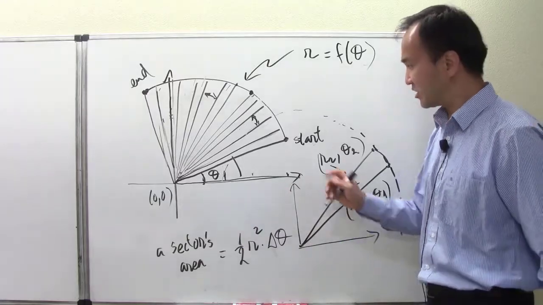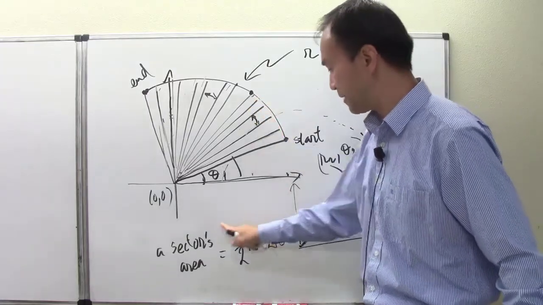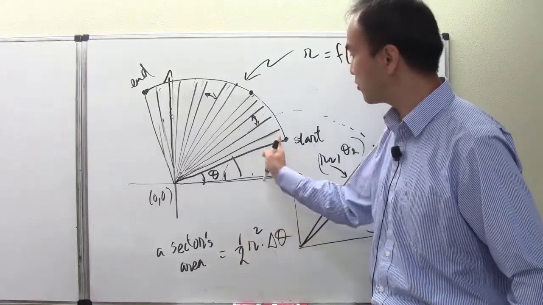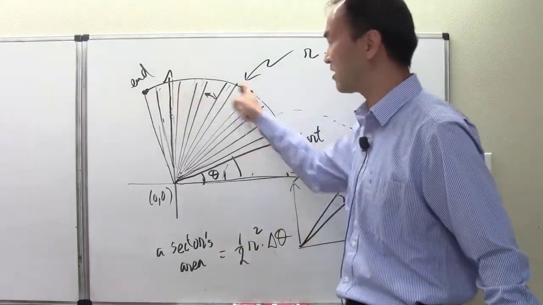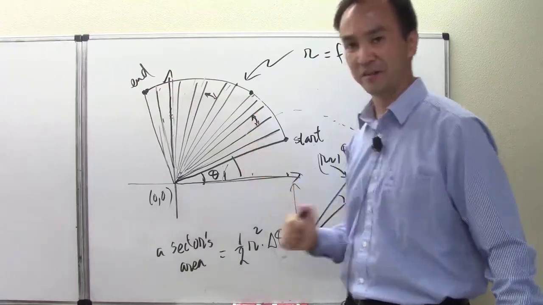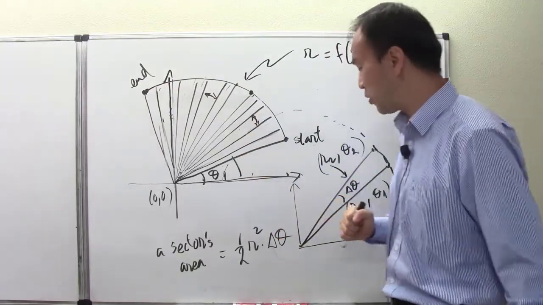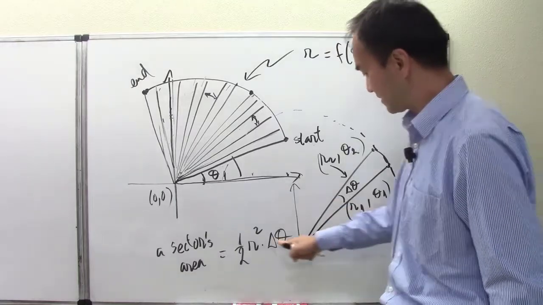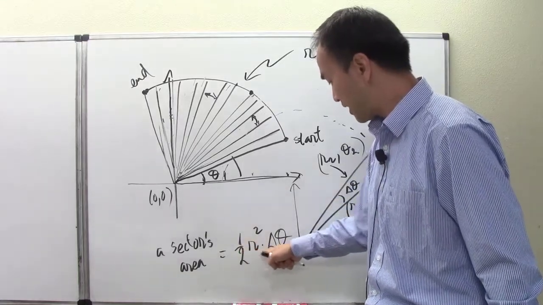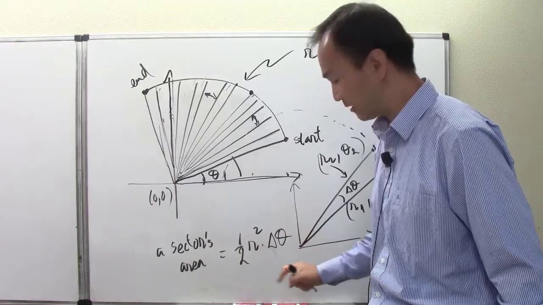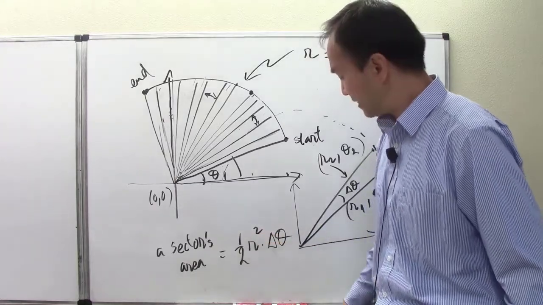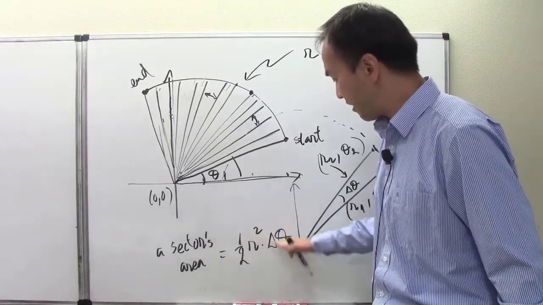All right, and the smaller each sector is, the better the approximation is, because after we accumulate, we're going to have a better approximation of the whole big sector over here. All right, so that's the idea of what we're doing. And so now, 1/2 r squared times delta theta. 1/2 r squared times delta theta. And then that's the area of one sector.